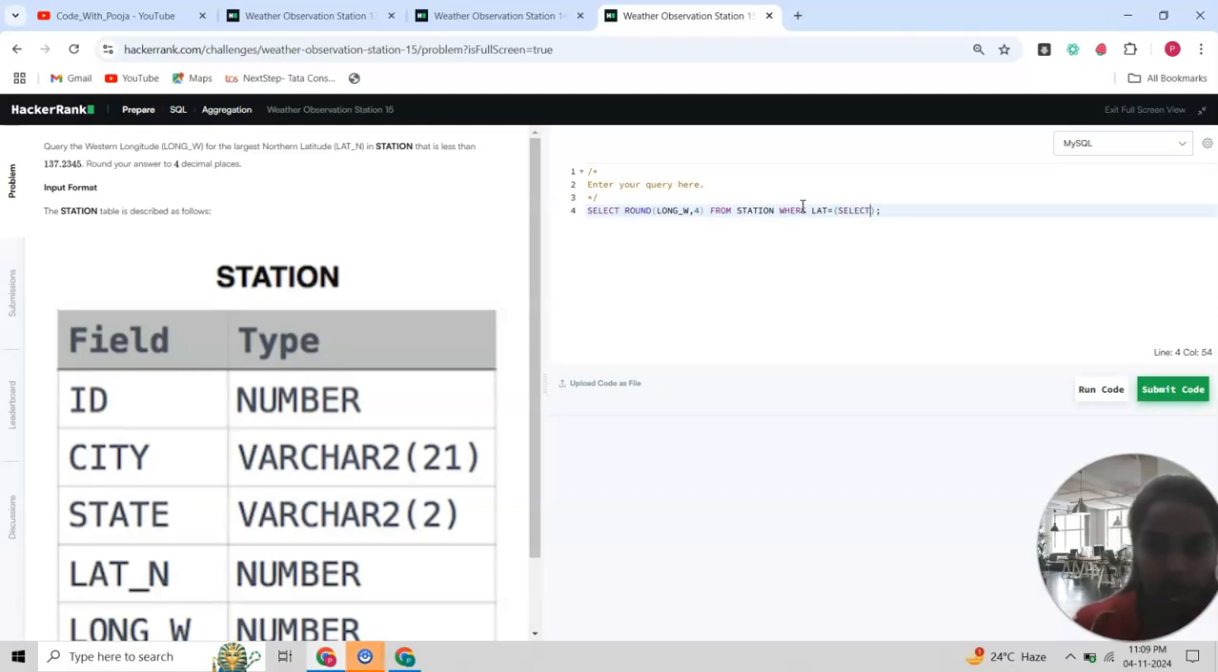So select max of latitude north, from station where latitude north is less than 137.2345.